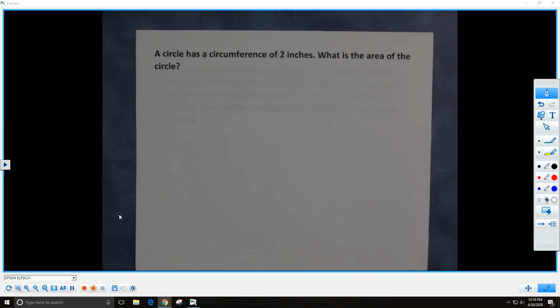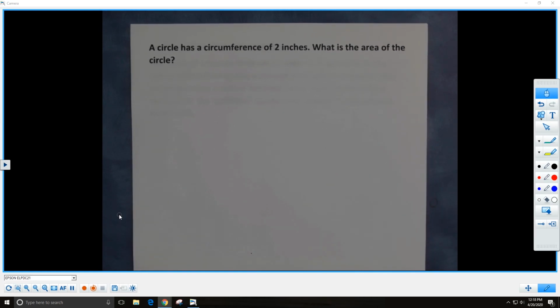A circle has a circumference of 2 inches. What is the area of the circle? You try this one on your own, then we will work it together. I know you can do this one. I'm going to pause while you work on this one.